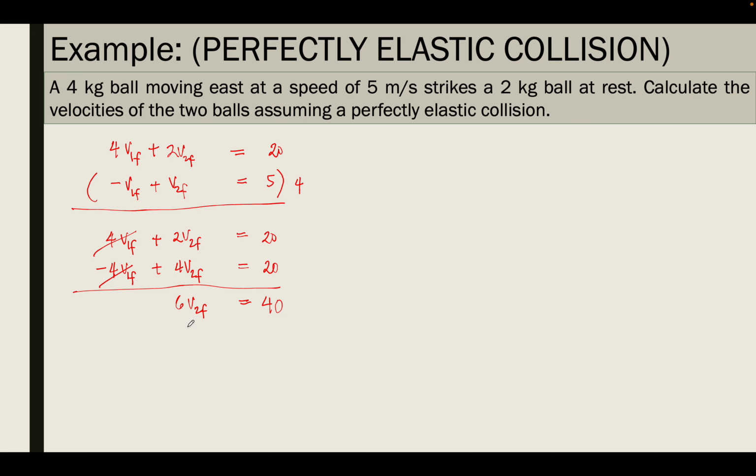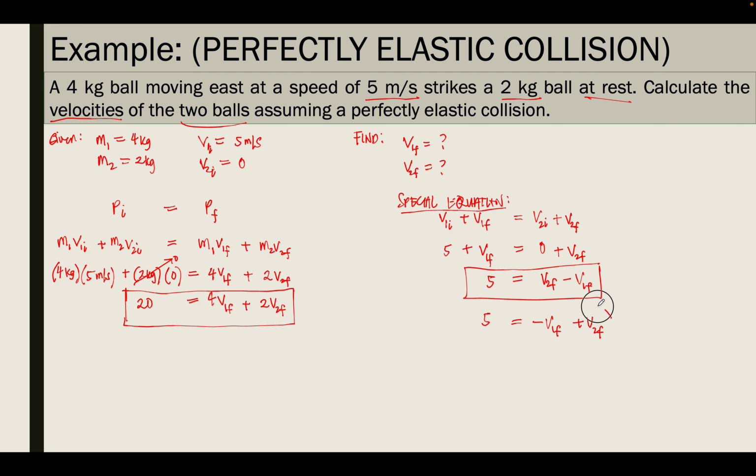So to solve for V2 final, it is equal to 40 divided by 6. So our V2 final is equal to 6.67 meters per second. So we are now done with V2 final. Now let's calculate for the V1 final. So we will be using this equation to solve for V1 final.